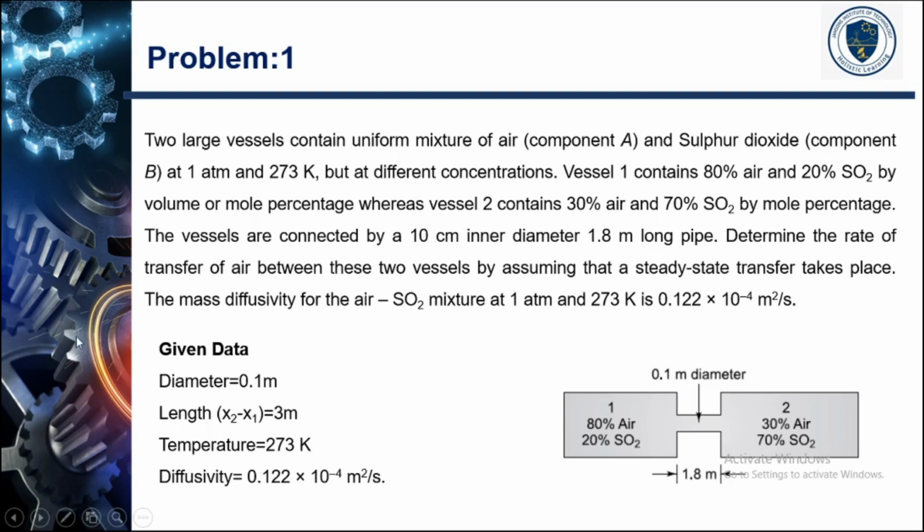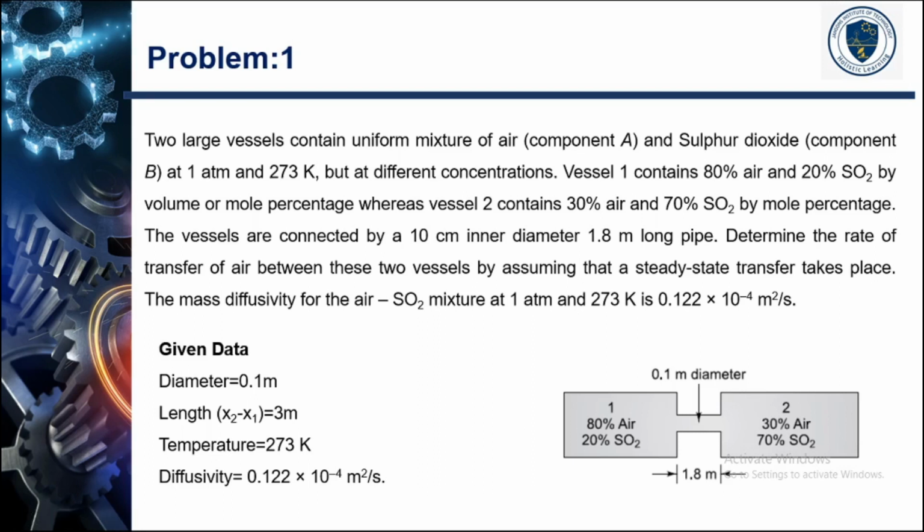takes place. The diffusivity of the air and SO2 mixture at 1 atmospheric pressure and 273 Kelvin is given as 0.122 × 10^-4 meter square per second. So this is the case we have. What the problem says is that the system contains two chambers.